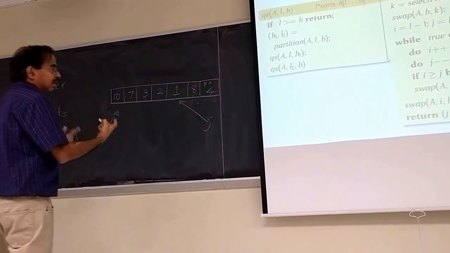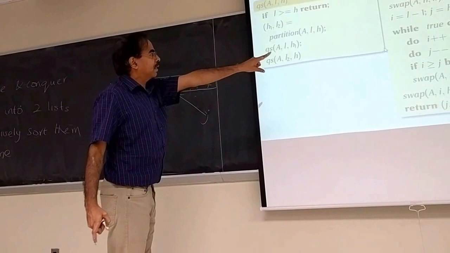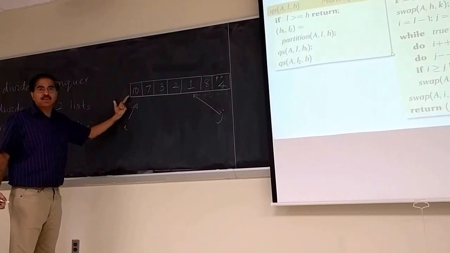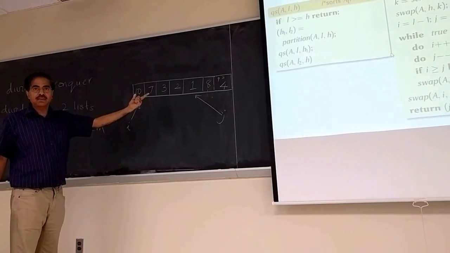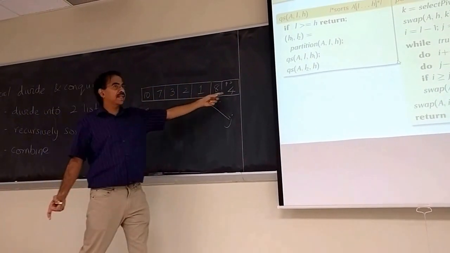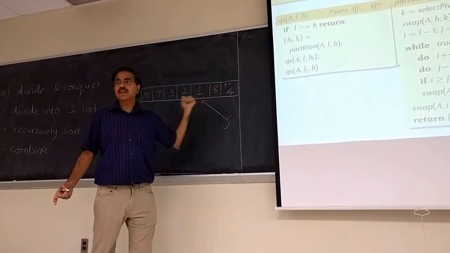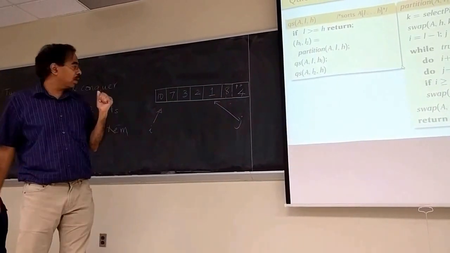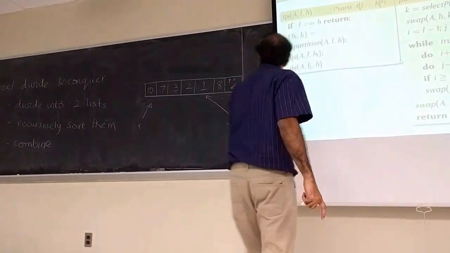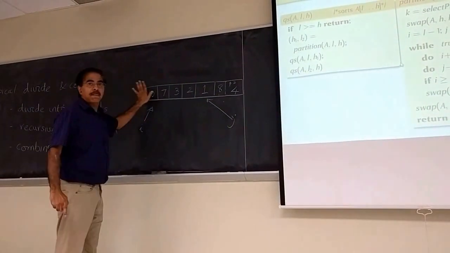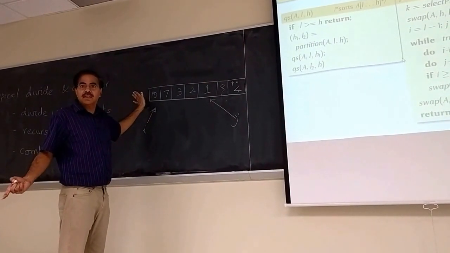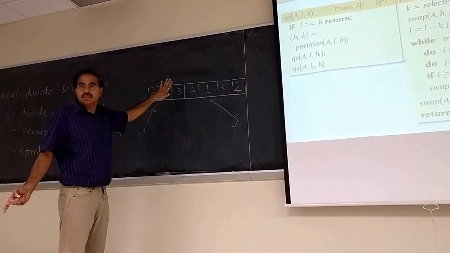But if it is less, then you know that I was pointing to an element that happens to be greater than the pivot. So what do we want? We want everything to the left to be less than the pivot, and everything to the right to be greater than the pivot. So what we have done in this loop is identify some element in the left partition which is greater than the pivot. So we need to move it out.